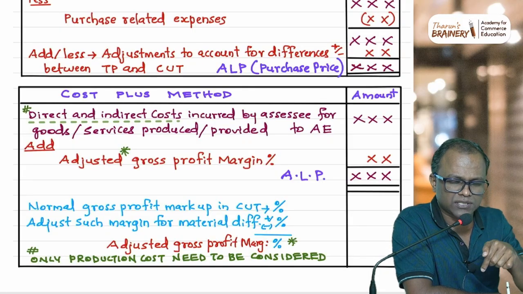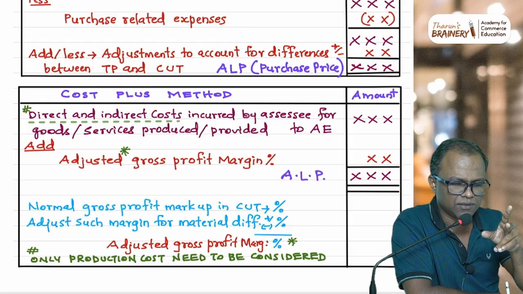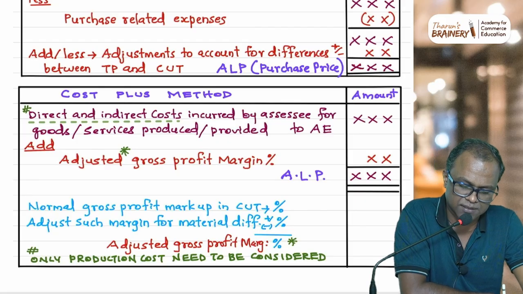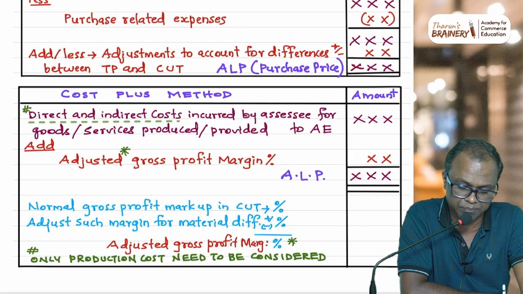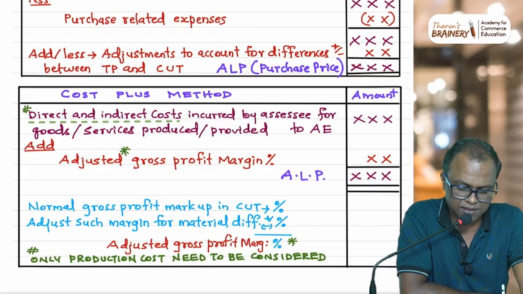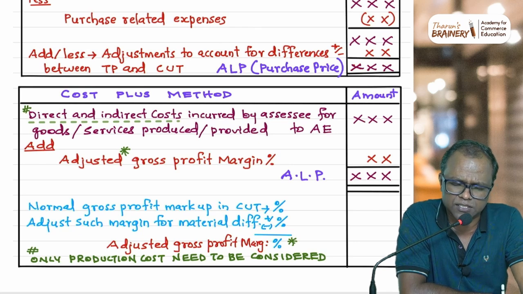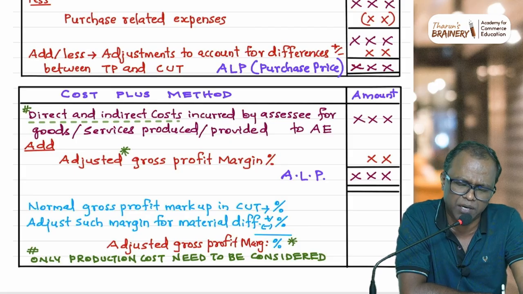See, we have actual cost and we have actual sales also. Actual sales is tainted, manipulated. So we have to take the actual cost with the AE and then add the adjusted GP margin. Adjusted GP margin means normal gross profit markup in comparable uncontrolled transaction in percentage. Adjust such a margin for material difference. Here also we can say with the related party we are providing warranty. With the unrelated party we are not providing warranty. So definitely it will affect the profit margin.